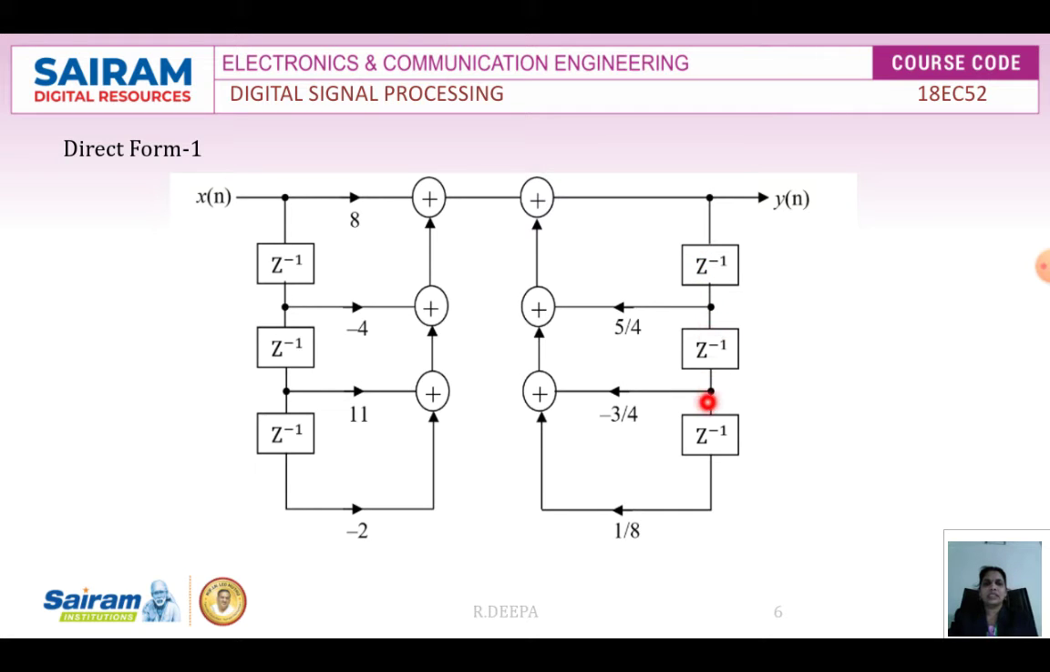Again another delay, then multiplied with the corresponding coefficient. So for y of n minus 1 with 5 by 4 and for y of n minus 2 with minus 3 by 4 and with y of n minus 3 1 by 8. Then it is given to a 2 input adder and the output is given to the another summation block. So overall output is added here along with the x of n delay and its coefficients. Then finally you will be getting the output as y of n. So this particular direct form 1 structure is drawn with respect to the single equation which you have solved in the previous slide.